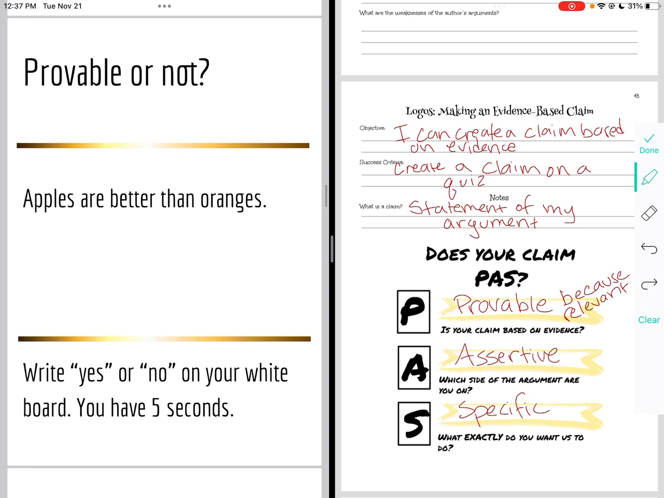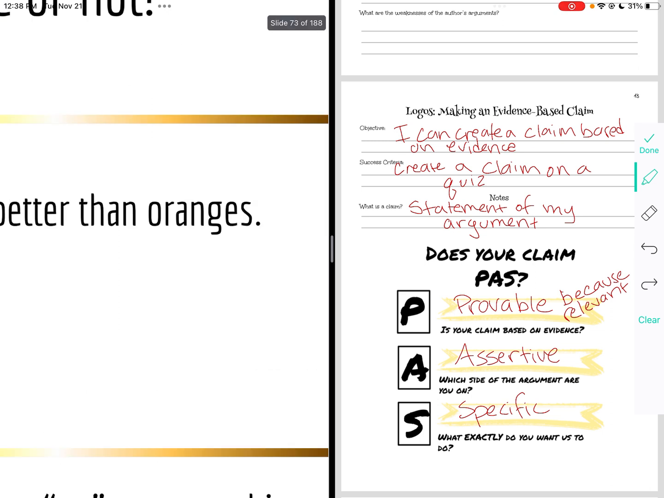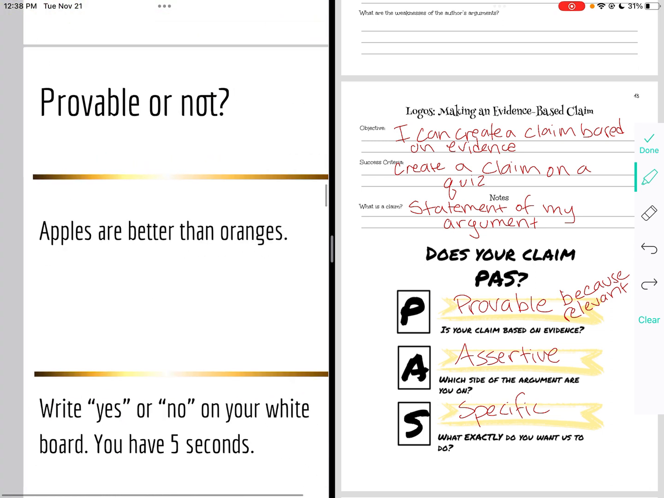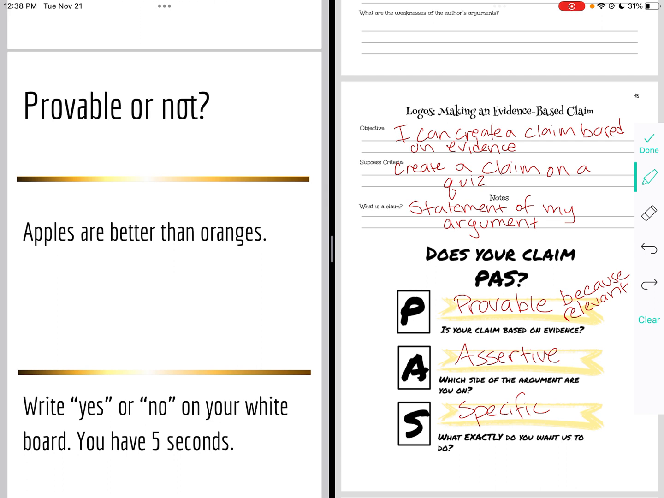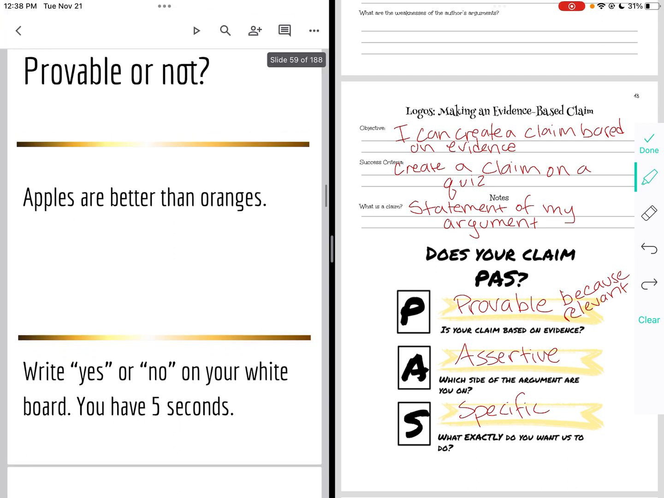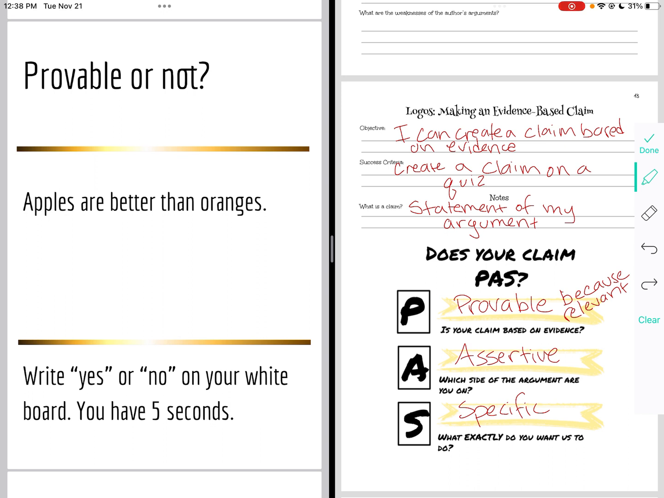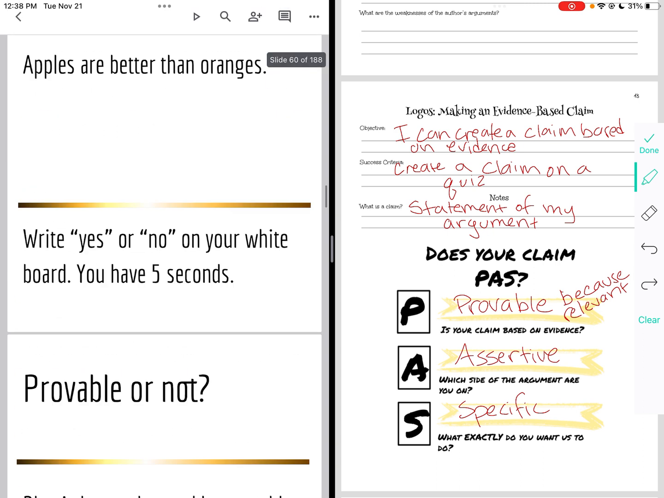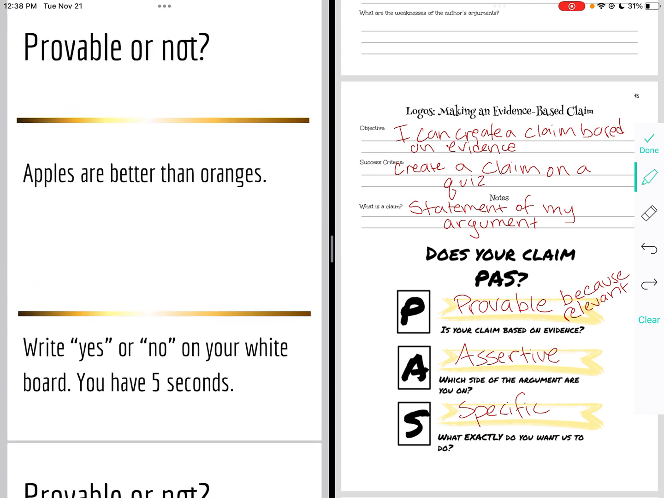Provable or not, apples are better than oranges. Think about that. 5, 4, 3, 2, 1. So, how can you prove that apples are better than oranges? Well, first of all, this claim doesn't give me a because, right? It doesn't tell me why. So that leaves it up to the reader. We don't want to do that in your writing. You want to tell people exactly what they should think so that you make sure they get the point, because otherwise they might just not, and then they'll just disagree with you. Also, this is an opinion. There's no verifiable evidence that apples are better than oranges or that oranges are better than apples.